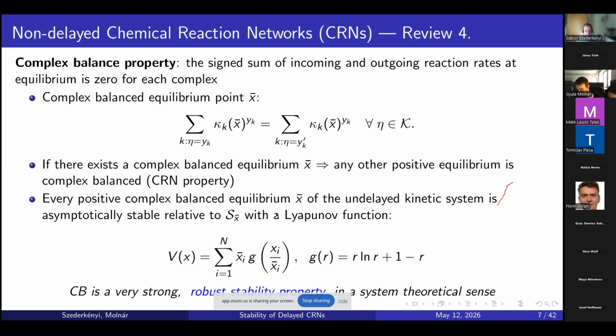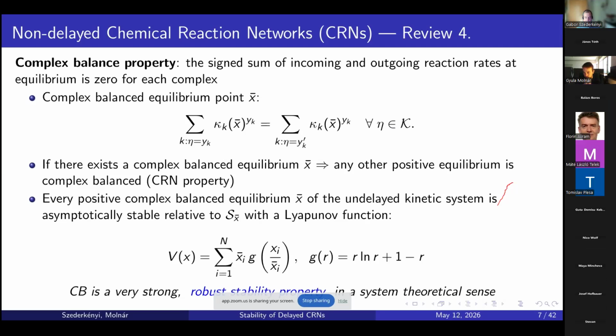And the Lyapunov function corresponding to this complex balanced network is here. So this is just a simplification, this G notation. This is an entropy-like logarithmic Lyapunov function. And we know that the system is at least locally asymptotically stable on the stoichiometric compatibility classes, but most likely, according to the global attractor conjecture, this stability is global.